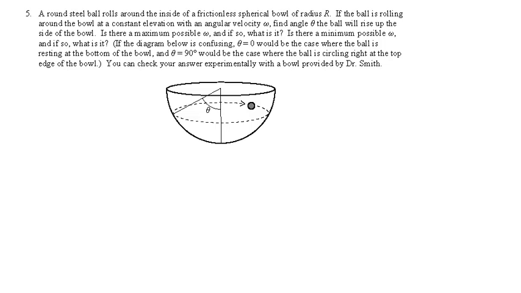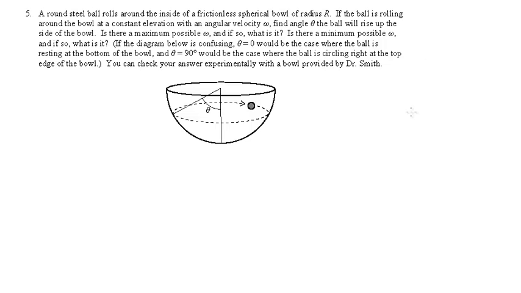Okay, we have a round steel ball rolling around the inside of a frictionless spherical bowl. Actually, I should have said it was sliding around, because when you're rolling, all kinds of weird stuff happens that we have not learned to deal with, nor, for the most part, will we learn to deal with. So we're just going to say it's frictionless and sliding, and it's good enough, okay?